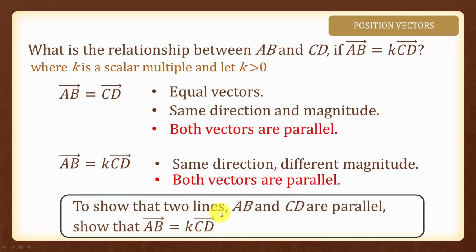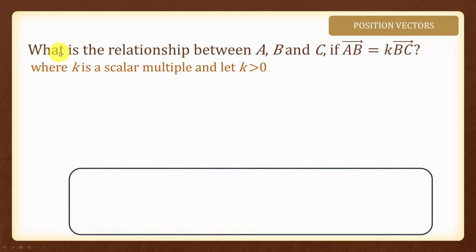In order to show that two lines are parallel, we need to show that the two vectors are scalar multiple of each other. Now, what is the relationship between points A, B, and C if vector AB is equals to K times vector BC? Once again, K is a scalar multiple, and we will let K to be greater than 0.